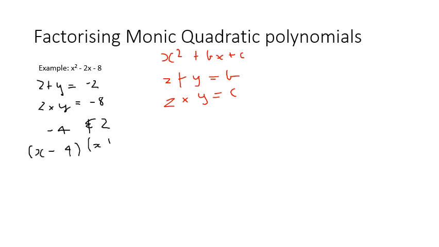And we can check our answer by expanding this again. So x times x is x squared. Negative 4 plus 2 is negative 2, and we add the x on. And negative 4 times 2 is negative 8. And we can see that our answer is correct.